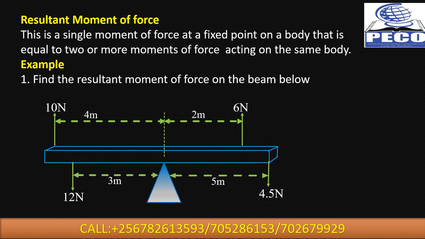Now here you can see that we have these 4 forces acting at different points on the same beam, and therefore they will have their own moments on this beam. Each of these forces has its moment. So what will be the resultant moment? The resultant moment will be a single moment, which will be equal to 2 or more of these forces acting on the same body, as we are going to look at it in this example.